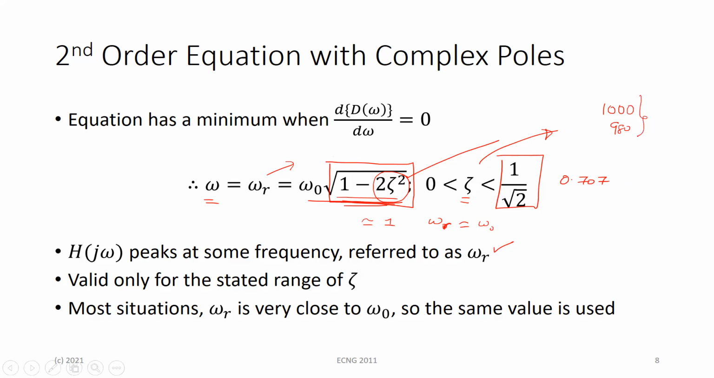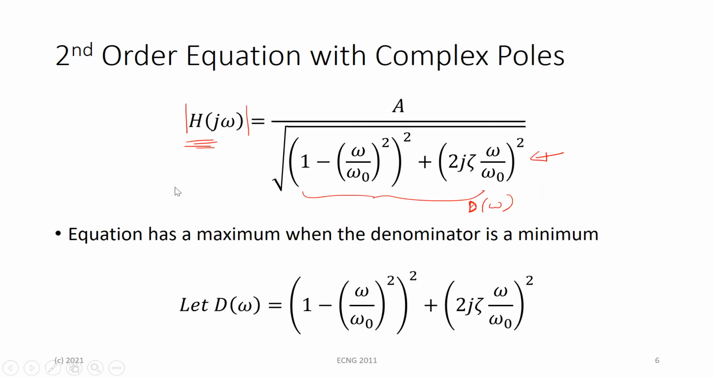You can't show that on a log scale, right? You're plotting out decades, you could show 900, you could show 1,000, 980, but on a normal A4 page or a normal letter size page that wouldn't be visible. So for most cases, we assume that omega r and omega 0 are about the same, right? So what's going to happen now is that this function, at some value omega r, is going to get a maximum.